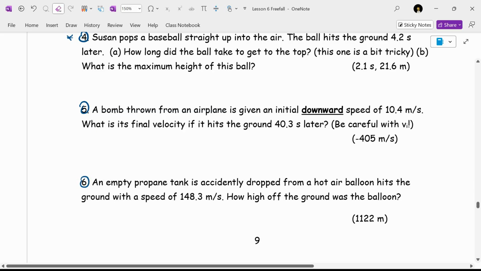Number 6 says an empty propane tank is accidentally dropped from a hot air balloon and it hits the ground with a speed of 148.3. I can't use that speed. What do I need to do? What direction was it traveling when it hit the ground? Be obvious. What direction was it traveling when it hit the ground? You'll have to make that one negative because it was traveling down. What was VI? Oh, dropped. You should underline the word dropped. VI was 0. So lots of information we can pull out of these.